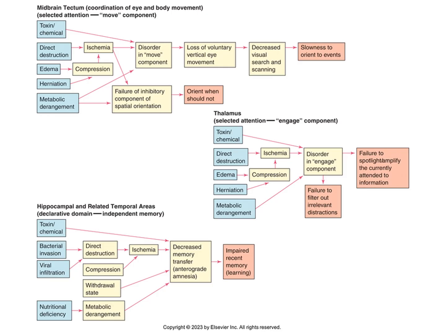Let's explore how specific areas of the brain, namely the midbrain tectum, thalamus, and hippocampal temporal areas, contribute to attention and memory, and what happens when they malfunction. First, focus on the midbrain tectum. This region is responsible for coordinating eye and body movements, the move component of attention. When this area is affected by ischemia, compression, or chemical injury, it leads to a disorder in spatial orientation.